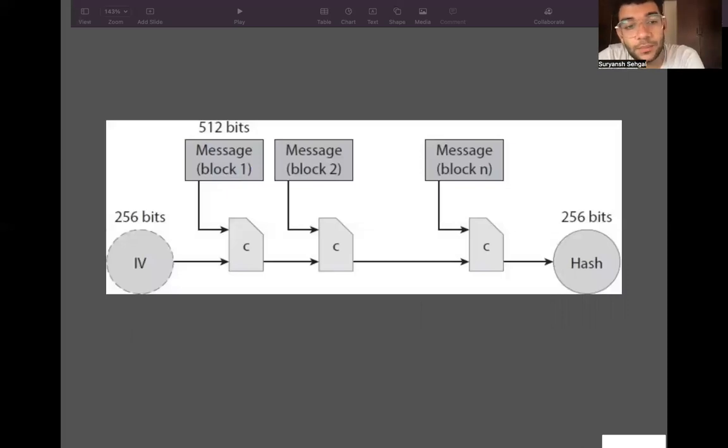As we can see in the diagram, IV stands for the initialization vector, and 256 bits are input into it. The block 1 message size is 512 bits. So if we use the same formula, 256 plus 512 minus 512 gives back 256 bits. It means that the compression function has equal size of input and output. This is the main application and the main diagram used for the SHA-256 hash function. Thank you.